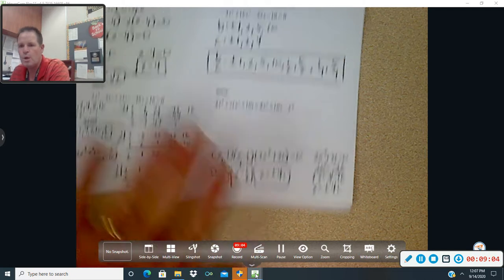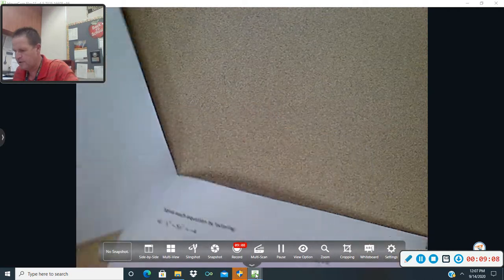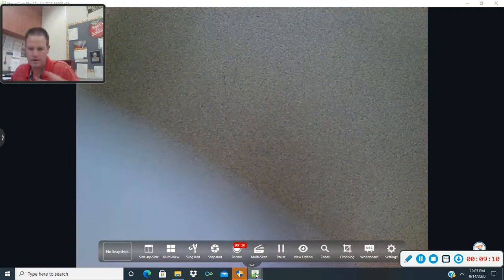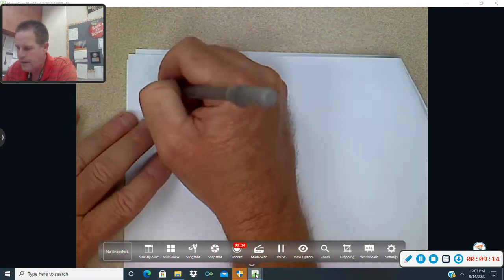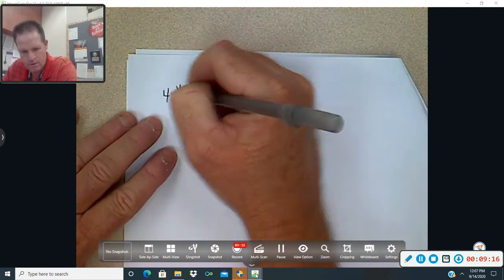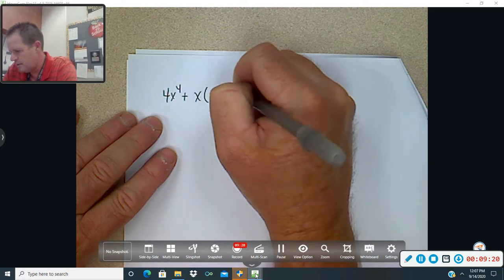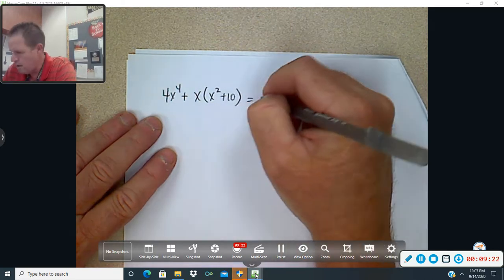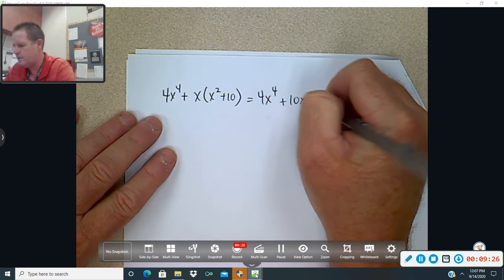Okay? One more problem here. This is the last one. I'm going to do it on the back here. I spilled over into that other one. So let me copy it here. It's going to be 4x to the fourth plus x times x squared plus 10 equals 4x to the fourth plus 10x minus 27.